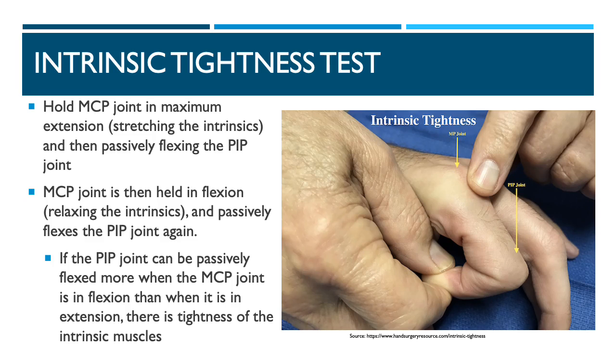If the PIP joint can passively be flexed more when the MCP joint is in flexion than when it's in extension, there's tightness of the intrinsics. So if the PIP joint can be flexed more when the intrinsic is relaxed, meaning the MCP joint is in flexion, that means the intrinsics are tight and limiting motion at both joints together.